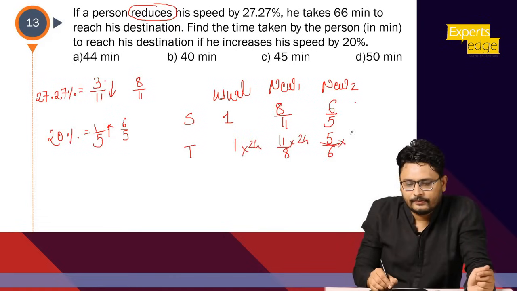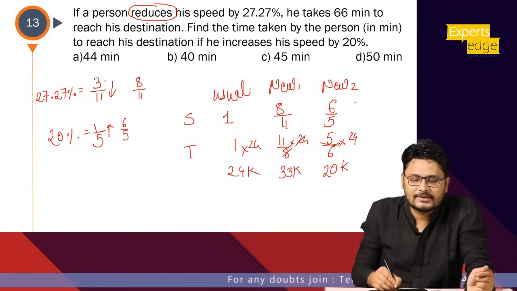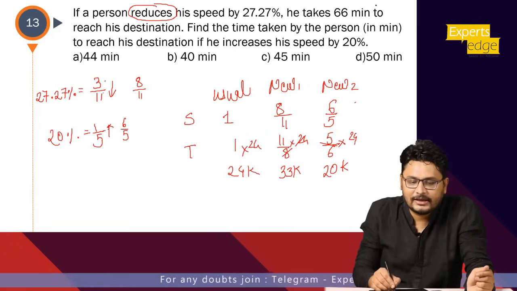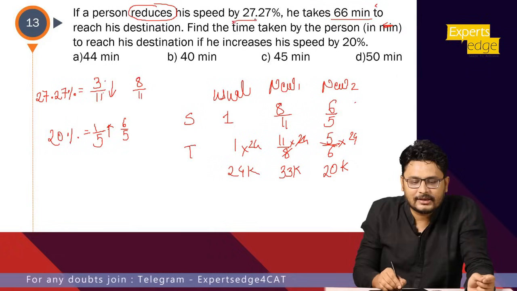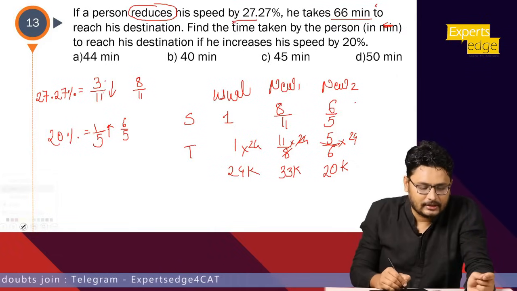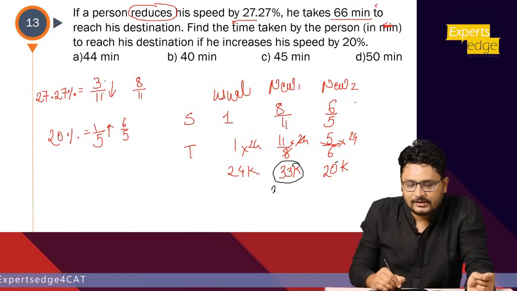And it is 24k. It is 33k, and this is 20k. Now what he has given is 66 minutes. It is not 66 minutes late. Please read the keyword: he reaches in 66 minutes at the reduced speed. What is our time at the reduced speed? It is nothing but 33k, right? So he has given us 33k should be equal to 66. So my k will be 2.